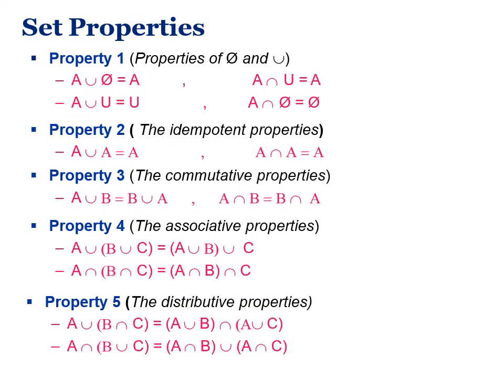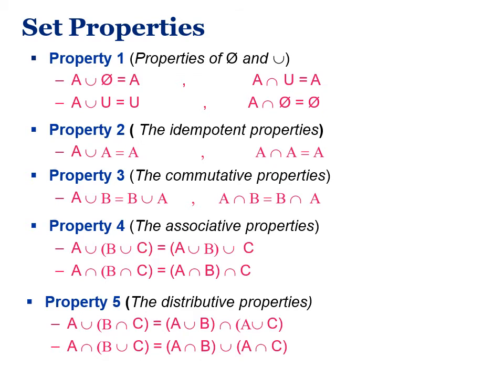So here are some important properties of sets. First, the property of a set and null: the union of your set A and null is equal to A. The union of your A and your universal set is equal to your universal set. The intersection of A with your universal set is equal to A.